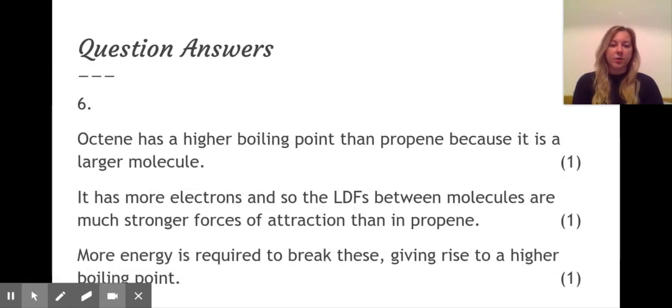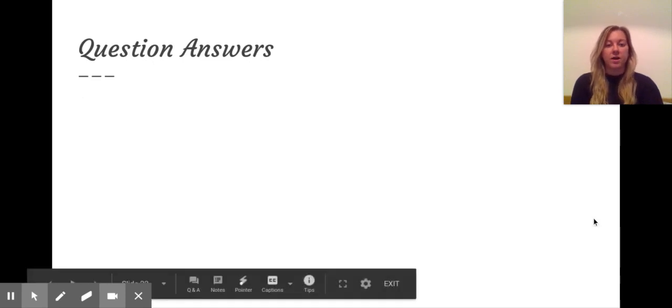Octene has a higher boiling point than propene because it is a larger molecule. It has more electrons then, and so the London dispersion forces between molecules are much stronger forces of attraction than in propene. The last mark is awarded for more energy is required to break these, giving rise to a higher boiling point. Remember, most people stop after mark 2 and they don't actually say how it relates to boiling point, so you must say that more energy is required to overcome those forces, which means it's going to have a higher boiling point.